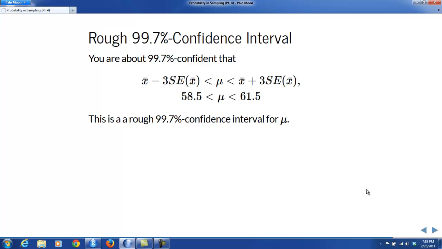If you'd like to be even more confident about where mu is, you'll have to make a wider interval. You could say that you're about 99.7% confident that mu is somewhere in between x bar minus 3 standard errors and x bar plus 3 standard errors. 3 halves is 1.5, and so you're 99.7% confident, roughly, that mu is in between 58.5 and 61.5.